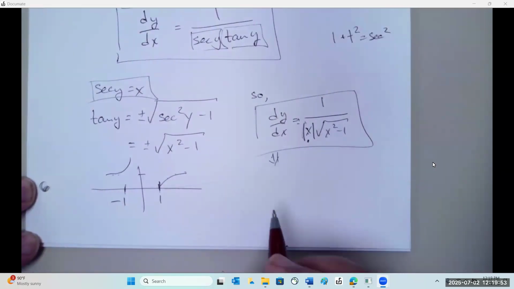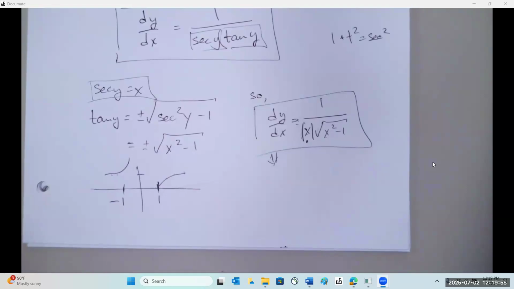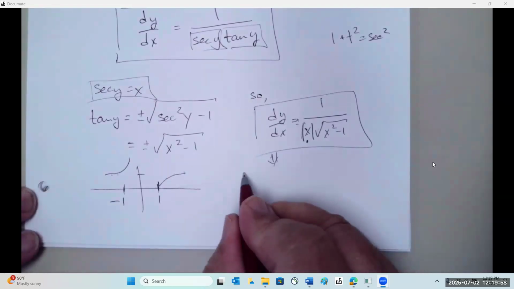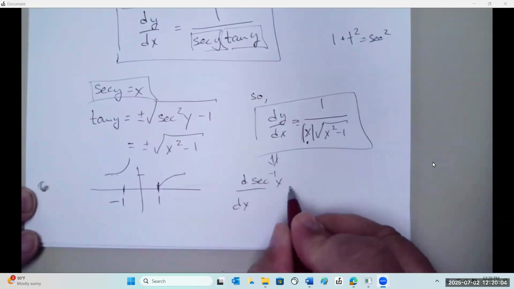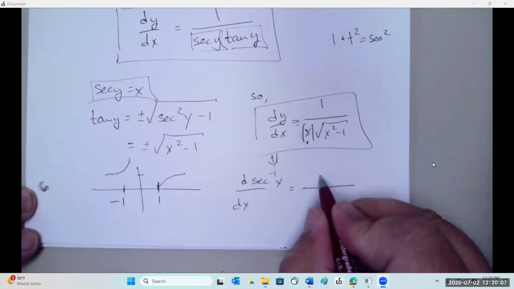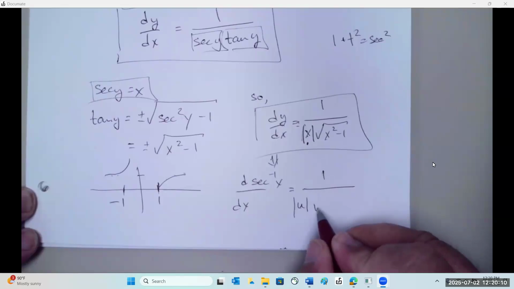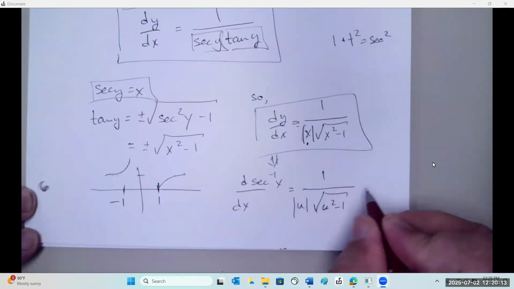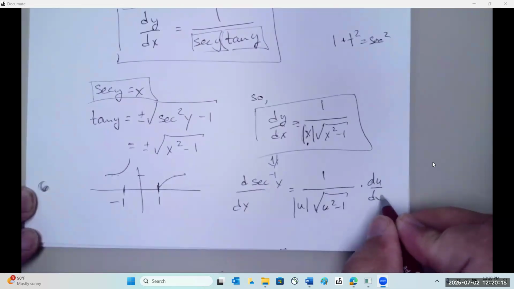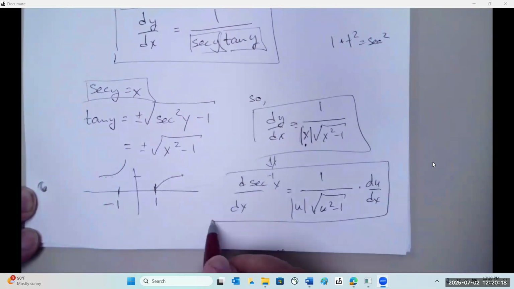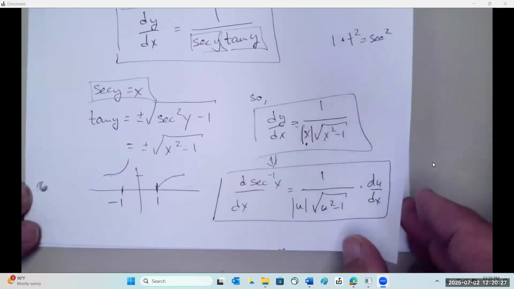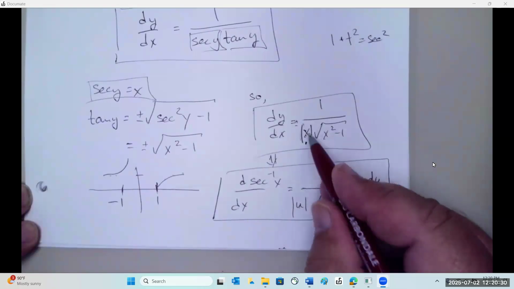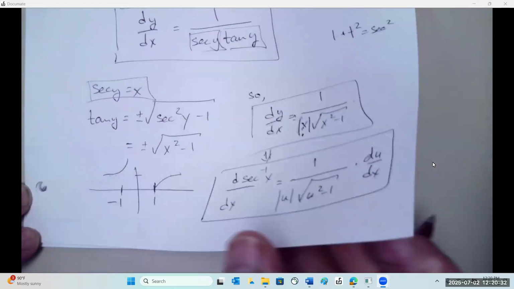And if we had u instead of x, then the derivative of the inverse of secant would be 1 over absolute value of u, square root of u squared minus 1, du dx. Again, you just change x to u, and you have to have a du dx. It's just a composite function.